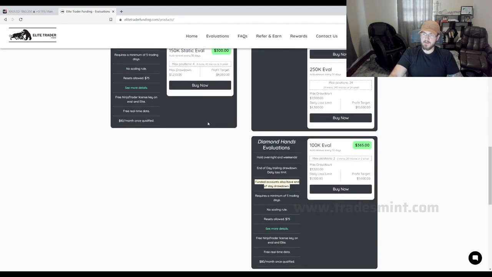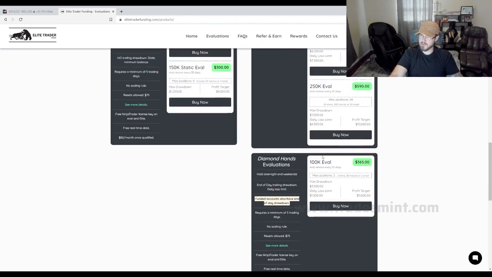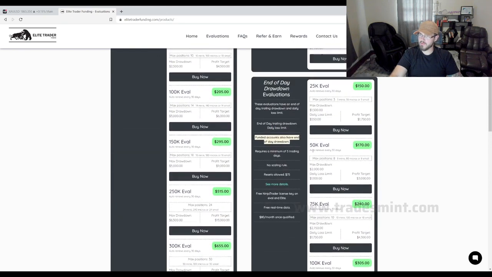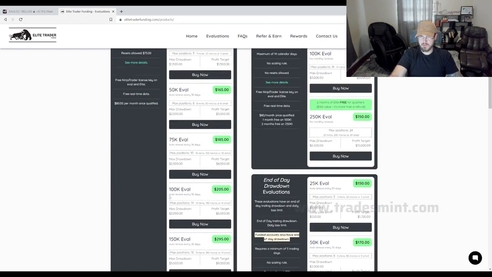But yeah, I don't know. It seems interesting. There's just so many rules and so many different things, and I don't understand why. The one step seems interesting though. For the 100K, you can only be in a 3% drawdown, but you only have to get a 6% win. Just weird.